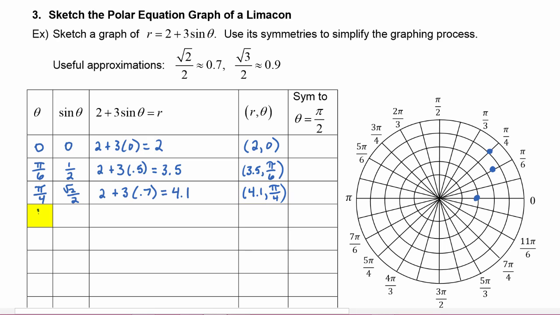Next up is pi over 3. We know that the sine of pi over 3 is radical 3 over 2. So this becomes 2 plus 3 times its decimal equivalent, which is 0.9. 3 times 0.9 is 2.7 plus 2, 4.7. So we will plot the point 4.7 comma pi over 3.